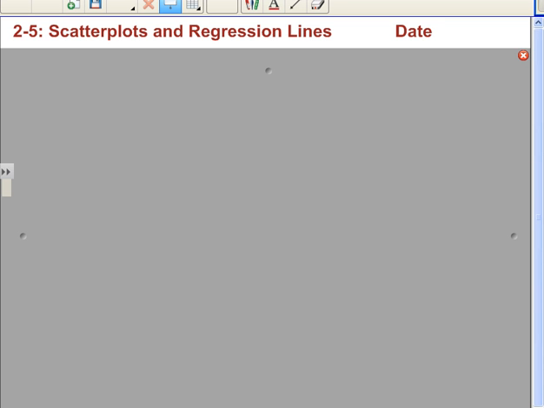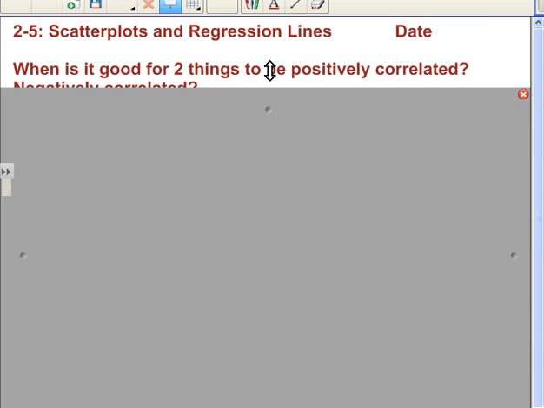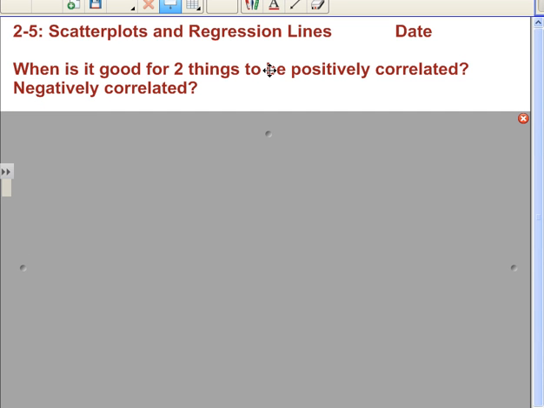Okay, your table of contents is 2-5, scatter plots and regression lines. Make sure you include the date. When is it good for two things to be positively correlated and negatively correlated?